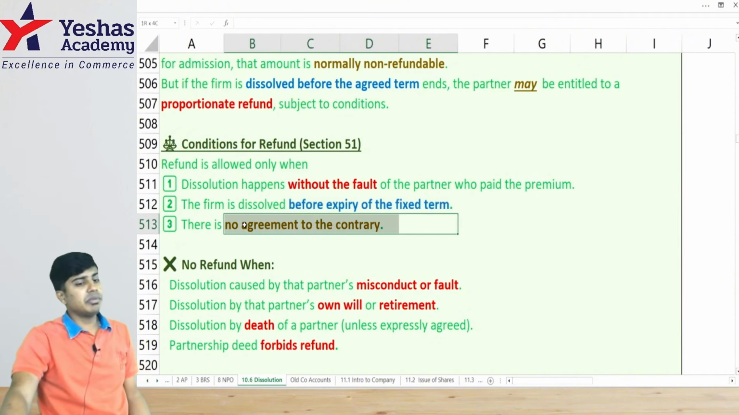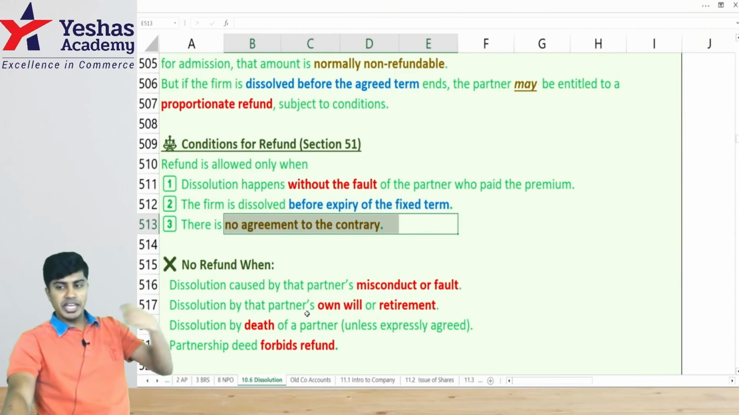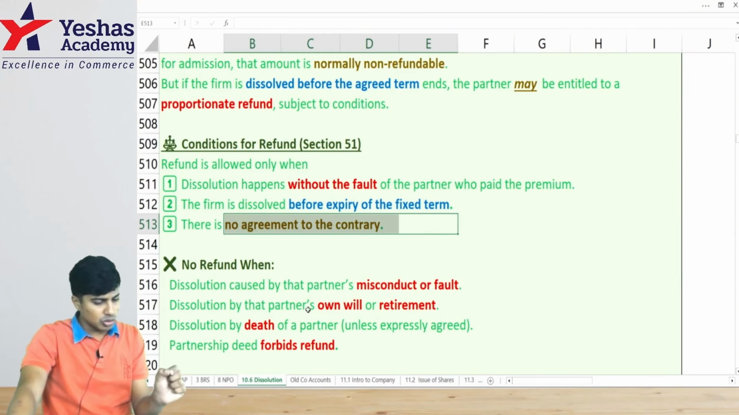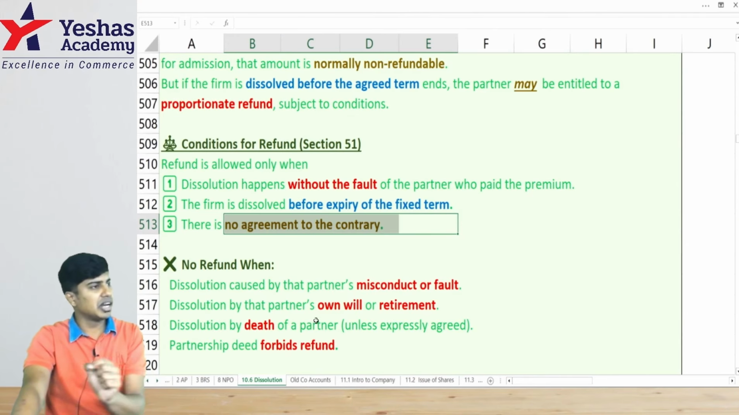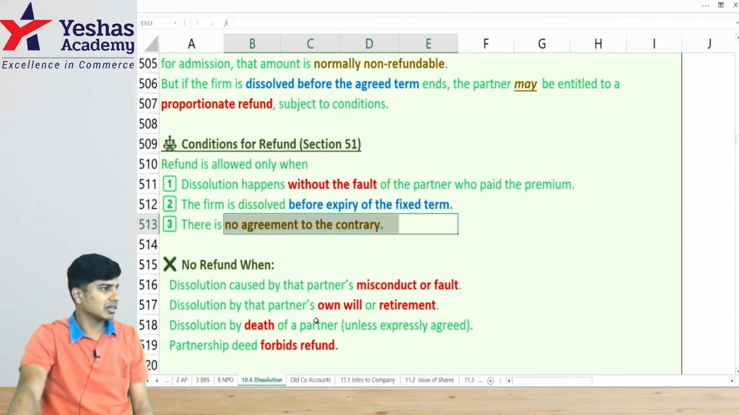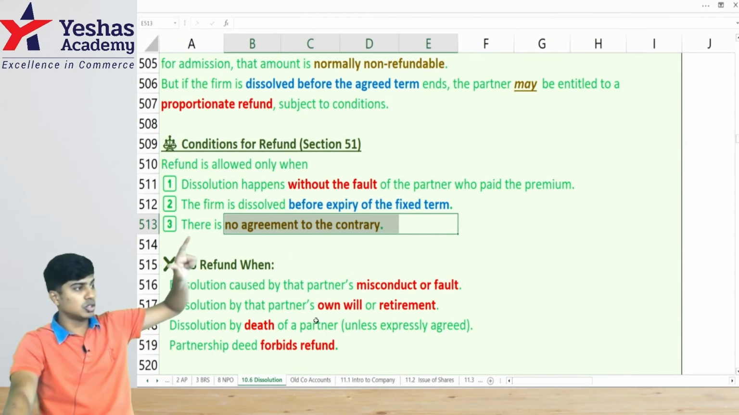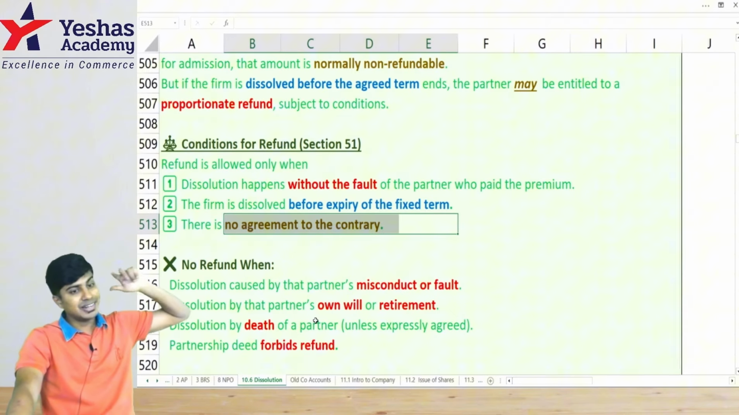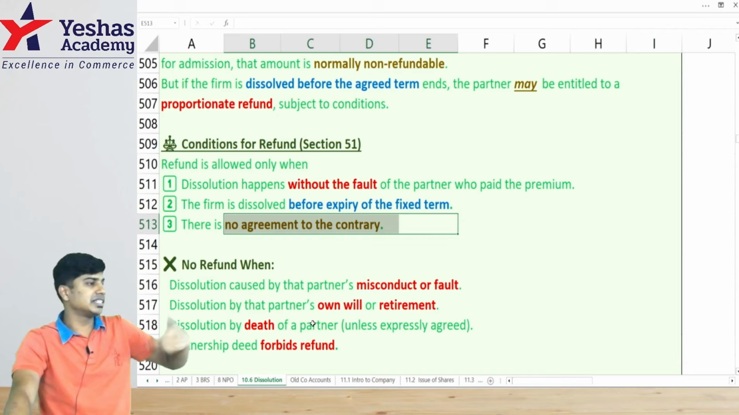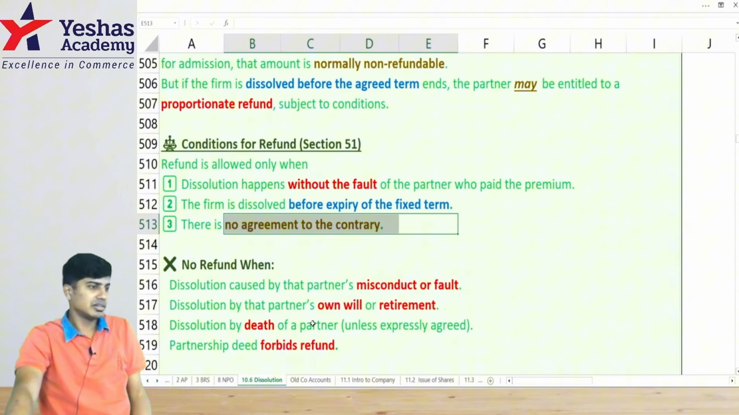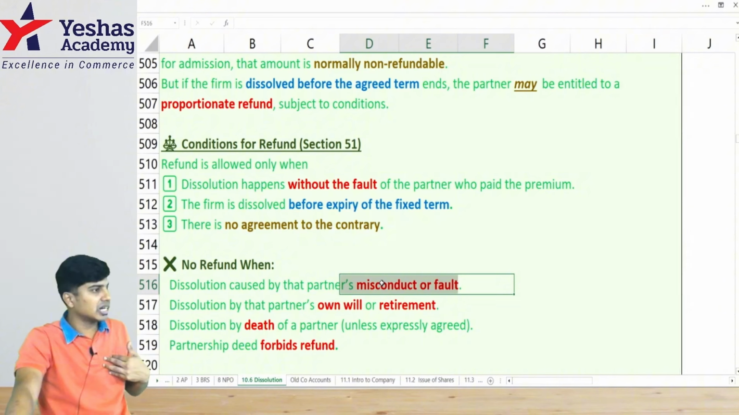And there should be no agreement to the contrary. Meaning, I gave you 10 lakh rupees, but in the agreement you wrote that in no case will the firm refund the premium. Then I won't get it back. Are you getting it? So number 1, not because of my fault. Number 2, premature dissolution. Number 3, there is no agreement saying that it will not be refunded. In that case, I can take it. No refund when it's because of my misconduct.